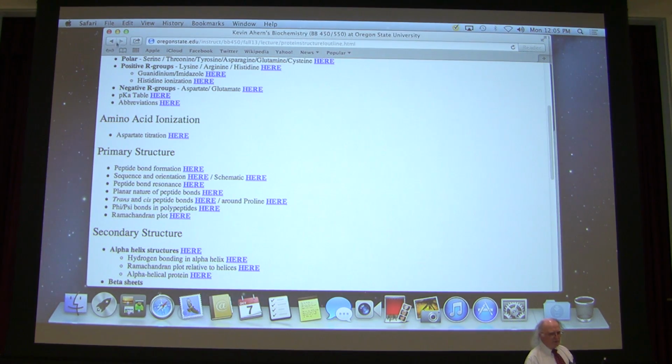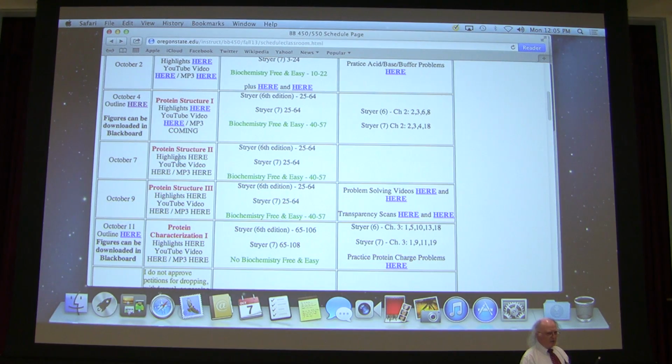People think that the only videos in the class are the ones that are under this column on the left. In fact, if you look on the right, you'll see problem-solving videos here, and there's more as you go further down. Practice protein charge problems here. If you watch those videos and you work through those problems, you will have some good practice. So how do you calculate the PI?